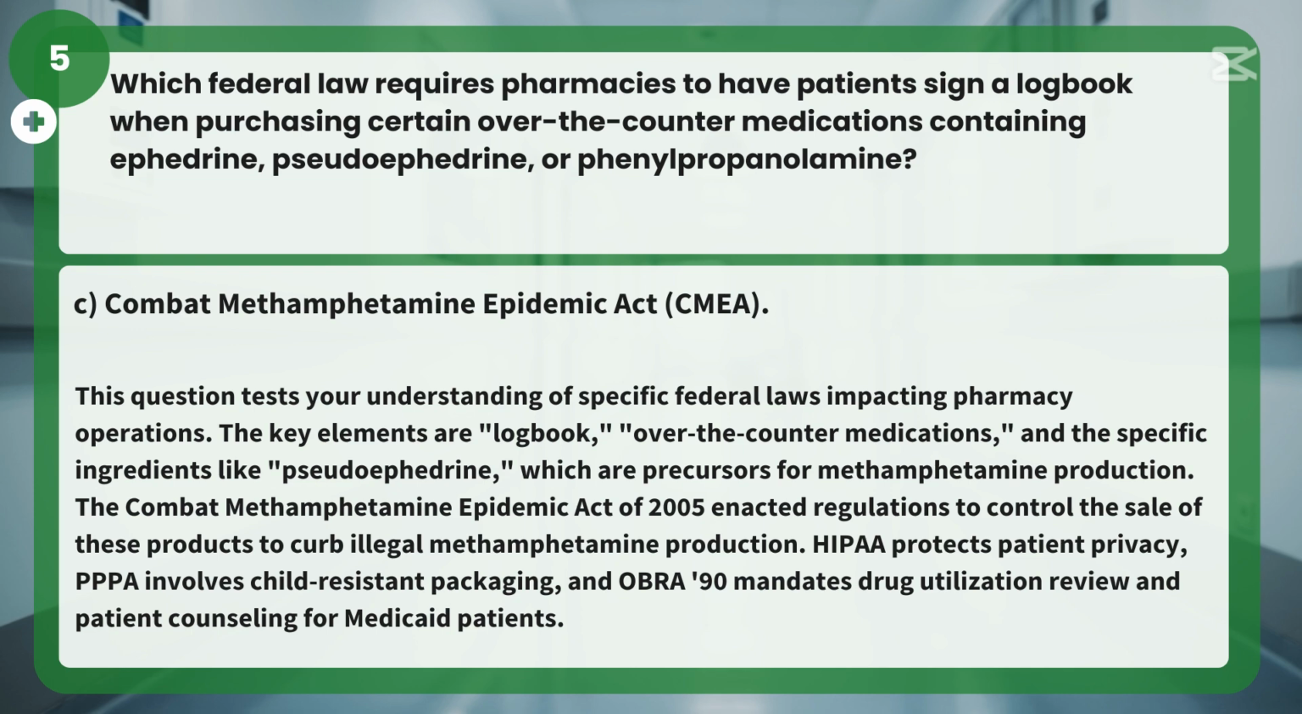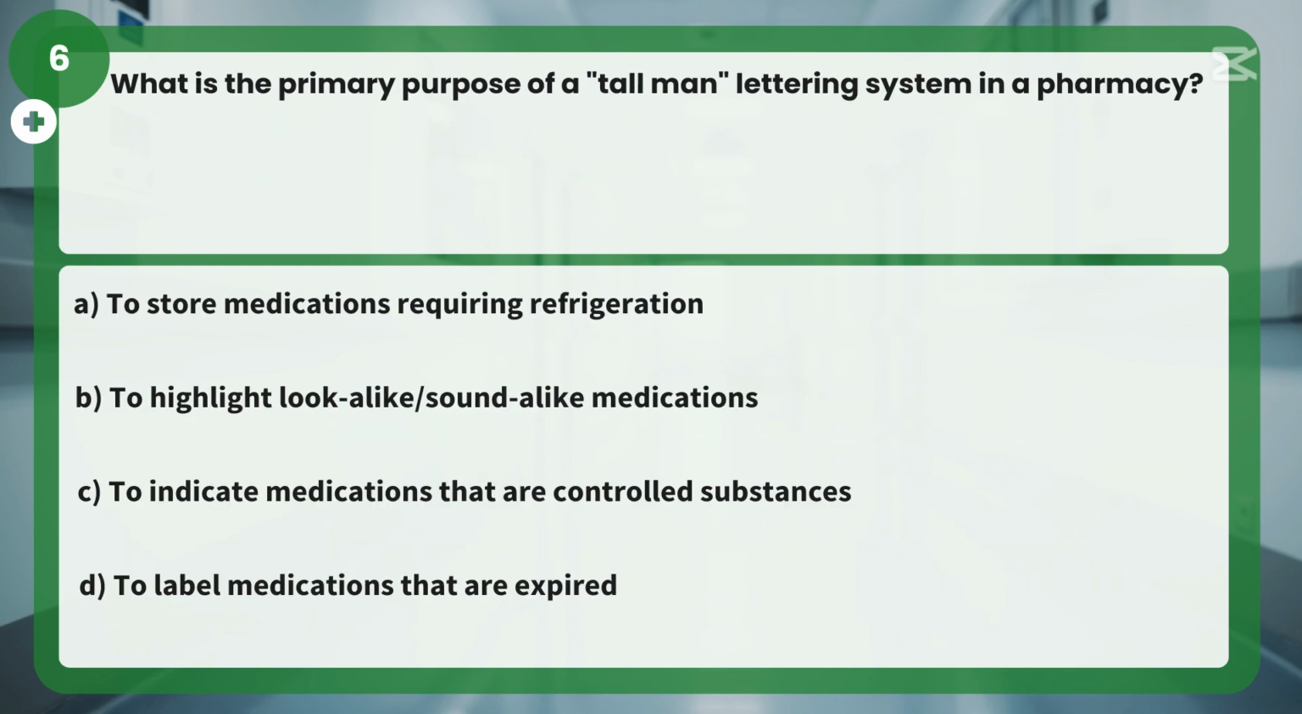Question 6. What is the primary purpose of a tallman lettering system in a pharmacy? A. To store medications requiring refrigeration. B. To highlight lookalike/soundalike medications. C. To indicate medications that are controlled substances. D. To label medications that are expired.